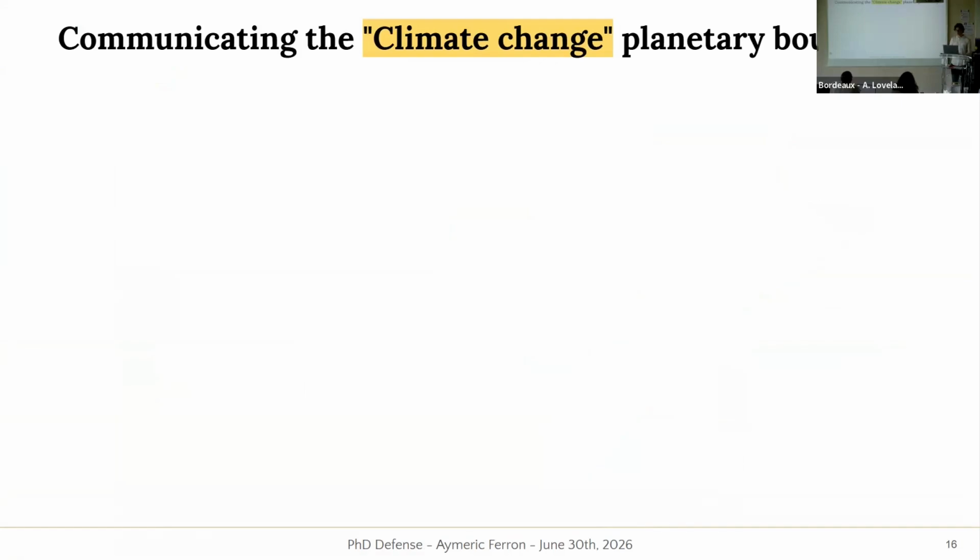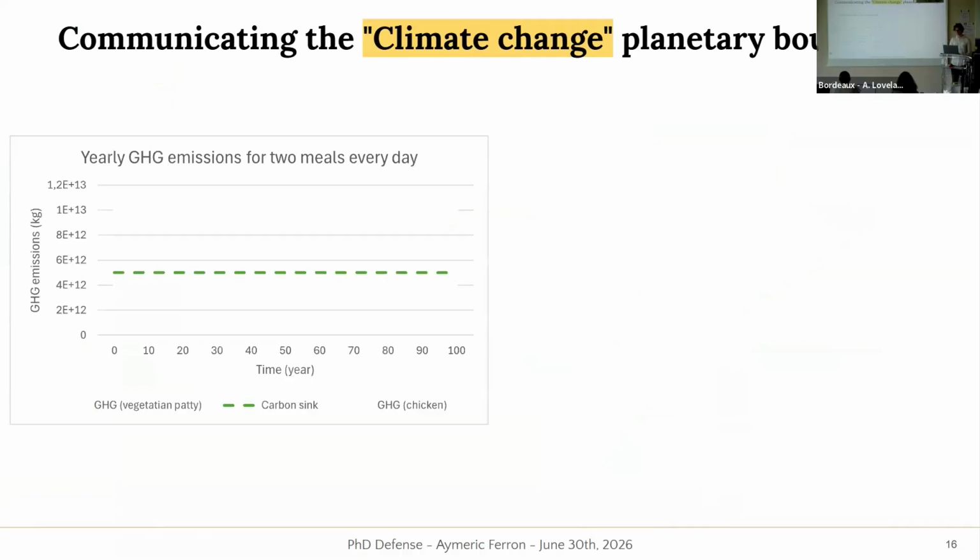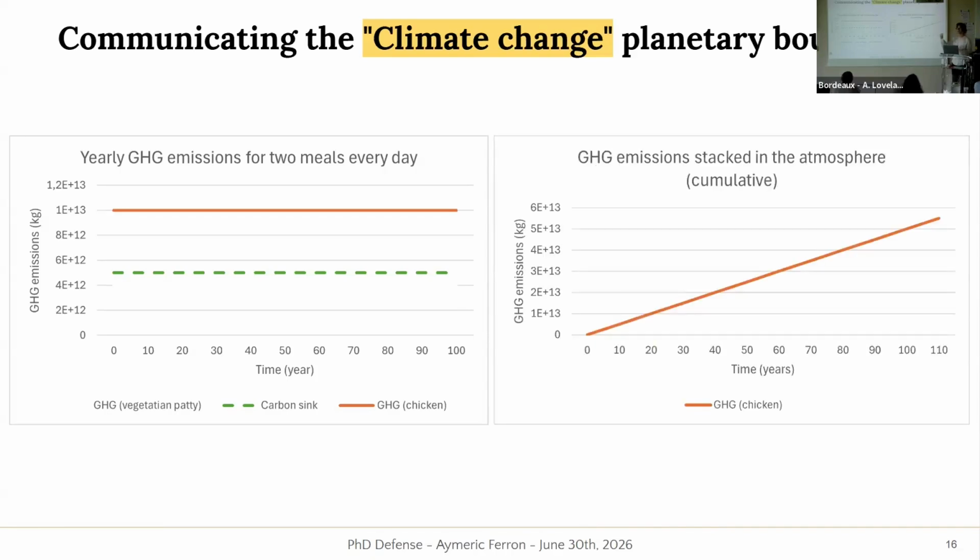So let's take an example with food and the climate change planetary boundary. Let's say planet Earth can absorb approximately 5 E12 kilograms of CO2 for our food budget during 1 year. If everyone on Earth ate chicken every day during 1 year, humanity would emit 1 E13 kilograms of CO2 into the atmosphere, so exceeding the budget. Planet Earth could absorb a part of these greenhouse gas emissions, but the exceeding part would stack in the atmosphere, and year after year, greenhouse gas emissions would stack in the atmosphere.